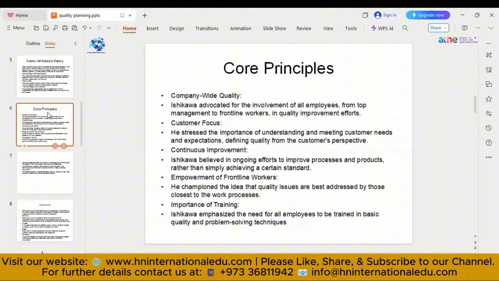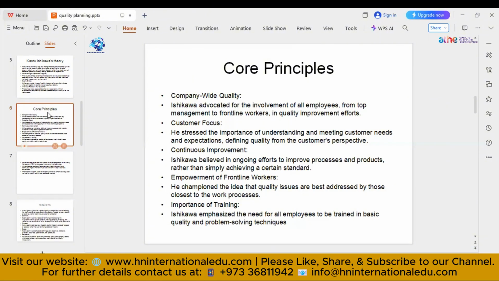Empowerment of frontline workers. He championed the idea that quality issues are best addressed by those closest to the work processes, those people who are responsible for the production, the frontline workers, your employees. So they should also be responsible for quality issues.